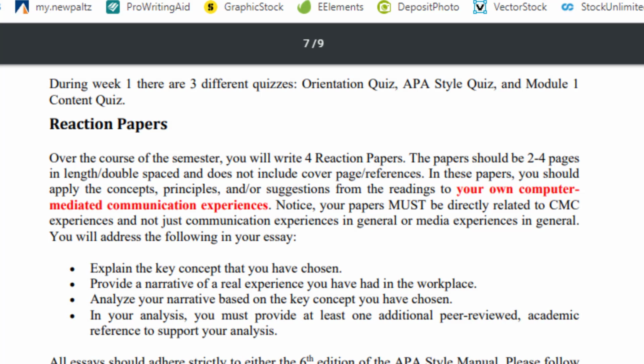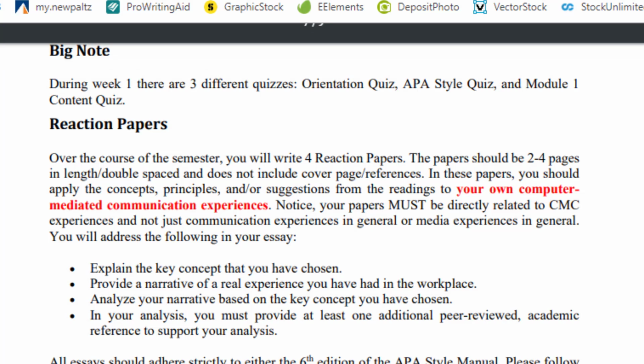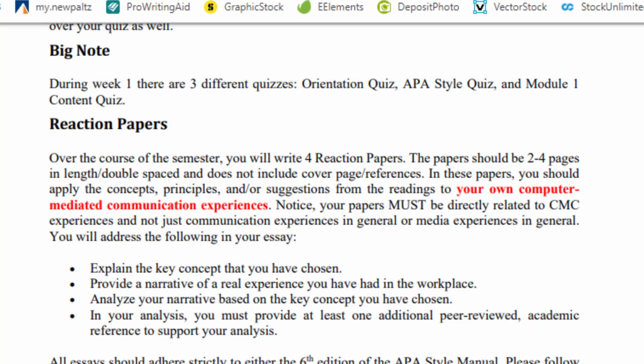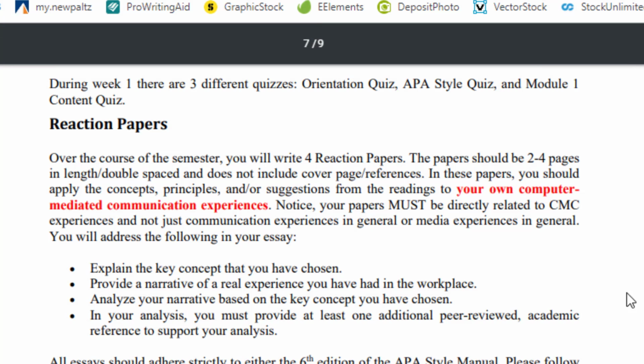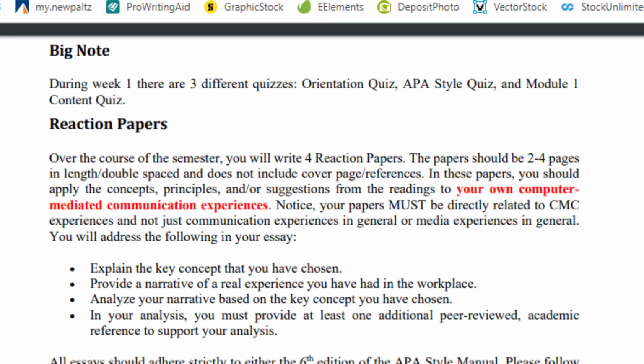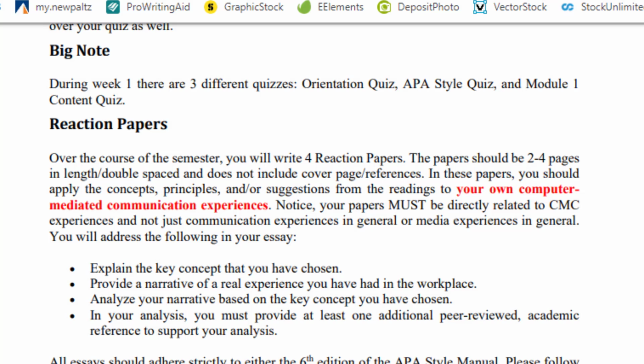There's also an APA style quiz, so if you're not familiar with APA style, you need to learn that. There is a tutorial on how to do that, and then of course there's a subsequent quiz that goes along with that. You can take that quiz as many times as you want to get the grade that you want to have in this class. So if you want to have an A and you don't get an A the first time on the quiz, maybe study a little bit more on APA style and then retake that quiz. And of course there's the module 1 content quiz, which is going to cover information from chapter 1 of both of the primary course textbooks.